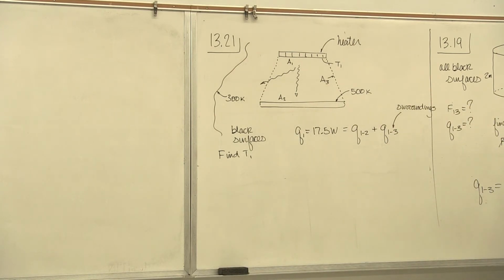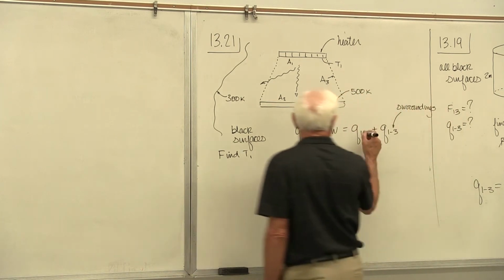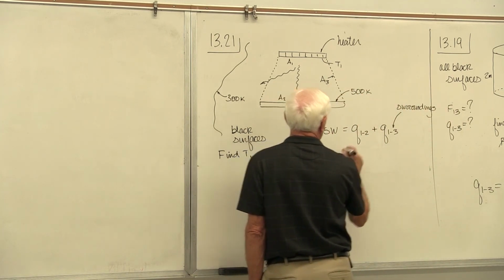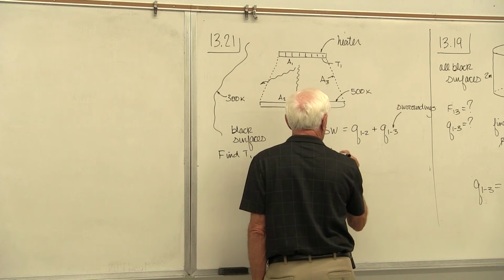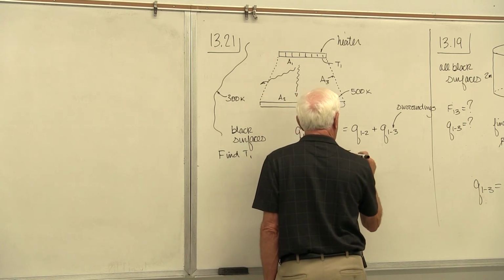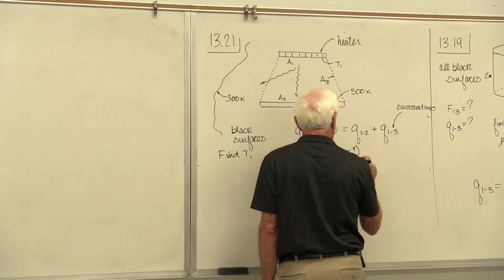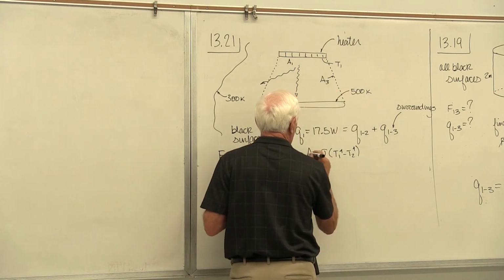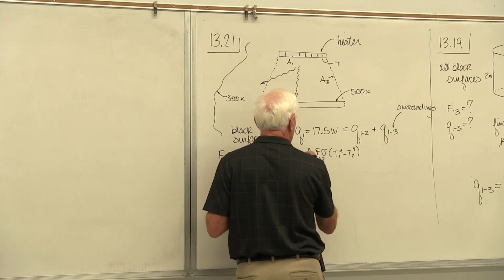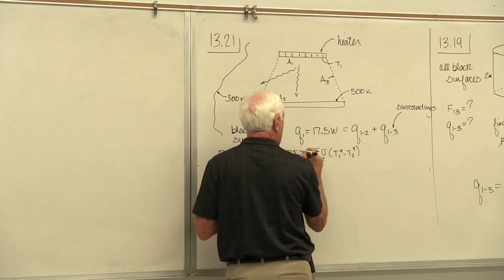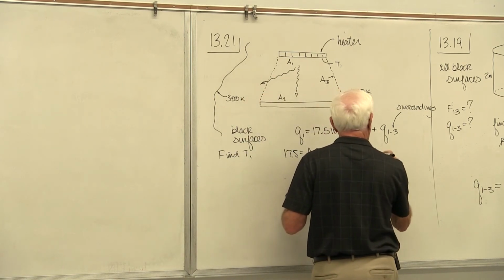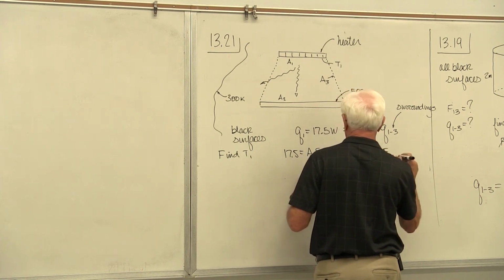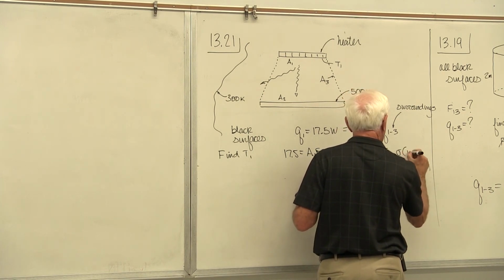Do I know A1, F12? Well, here's Q12. So Q12 equals sigma times T1 to the 4th minus T2 to the 4th, divided by, let's just put it in front of it, A1 F12 plus A1 F13, sigma.